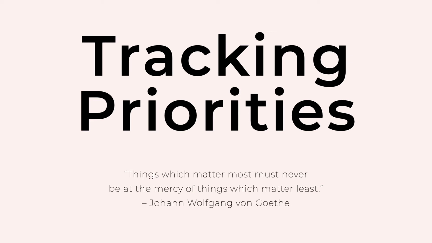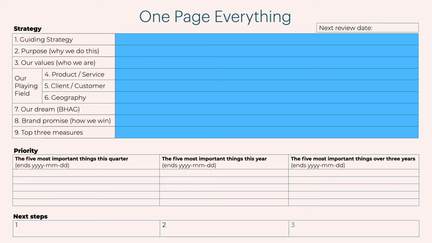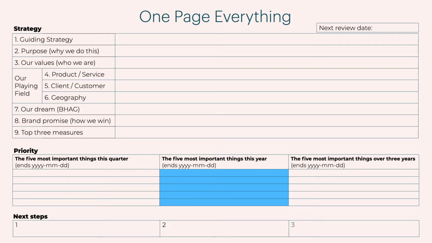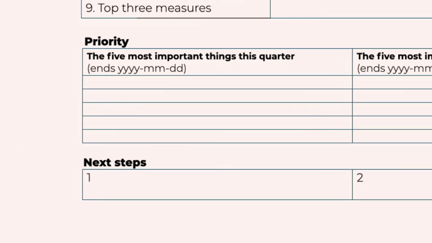Tracking priorities is the mechanism we use to make sure that what we're setting out to do and what we've labeled as the most important items actually get done. So if you look at the one page, at the top of the one page, we have the key elements of the strategy. And down the bottom, we have the 90 days, the 1 year, and the 3 years, or the longer term items that we need to focus on. And we're most interested when we're tracking priorities in what's happening over the next 90 days. And what do we do?